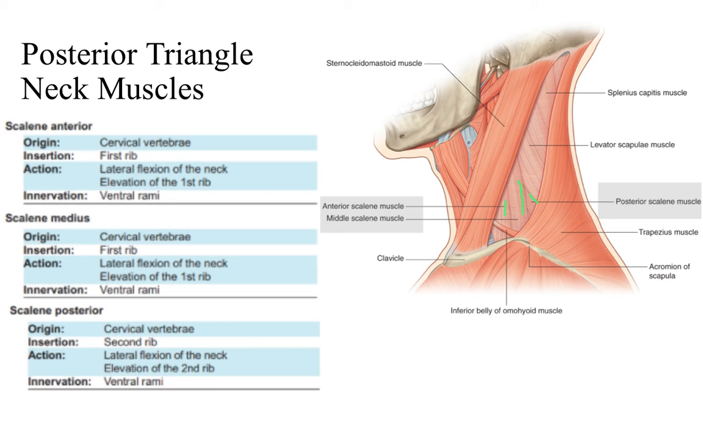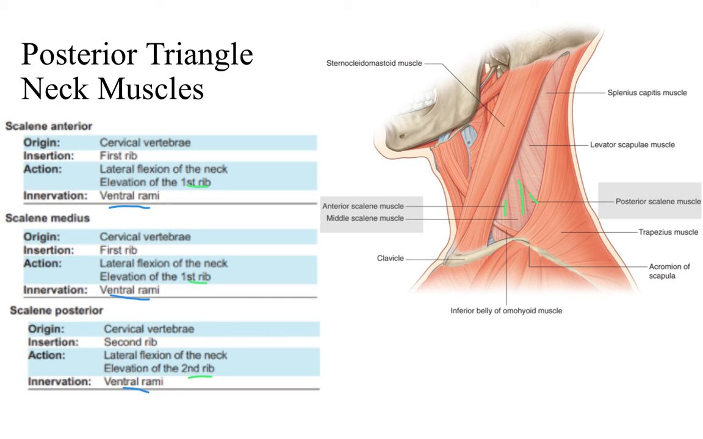They're going to be involved in lateral flexion of the neck, so think of moving your ear down to your shoulder. That's what we mean by lateral flexion, as well as elevation of the first rib if we're talking about the anterior and middle, or the second rib if we're talking about the posterior. And so why do we want to elevate ribs? Those are going to be involved in breathing, accessory muscles for taking a deeper inhalation. Innervation for the scalene muscles comes from ventral rami that are within that region, so ventral rami from cervical spinal nerves.